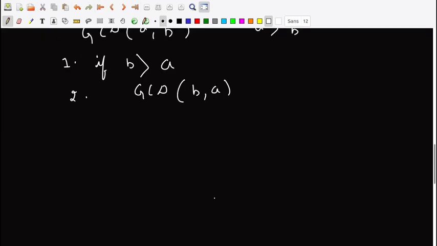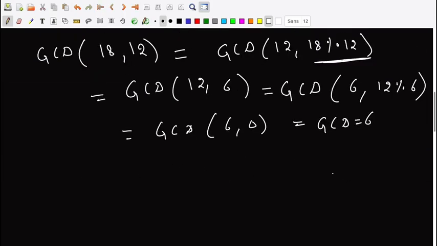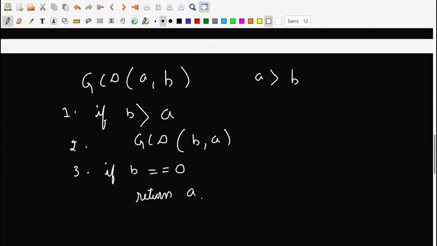So now GCD of A comma B, if B is greater than A, then we will flip the numbers. Otherwise we will check if B equals 0. If B equals 0, then we will return A, because if B becomes 0, then A is the GCD. For instance, in the same example, when B became 0, the GCD was 6. So similarly, if B becomes 0, return A.